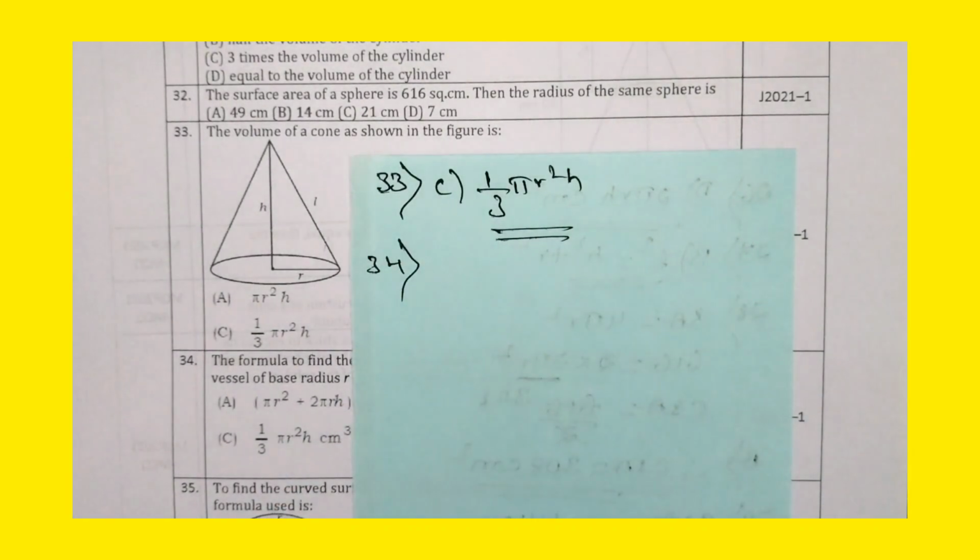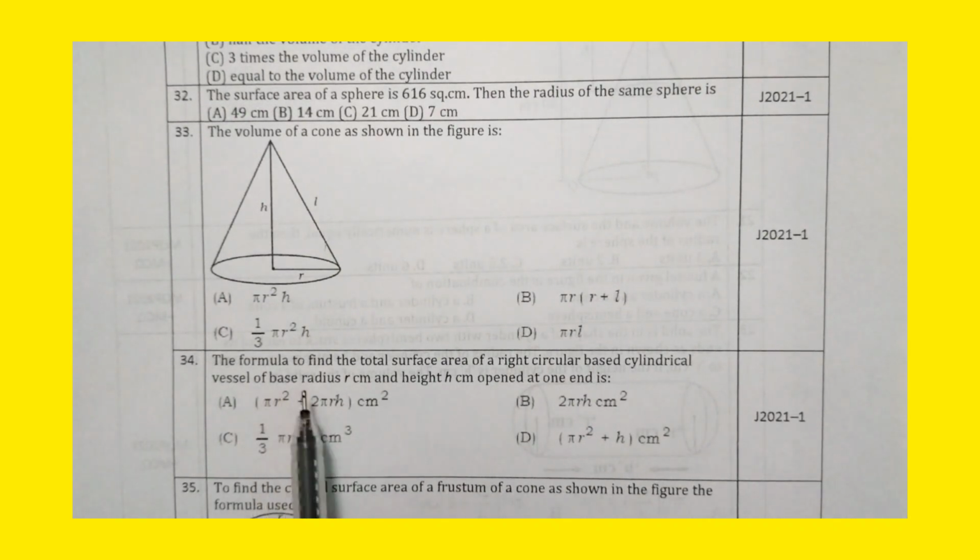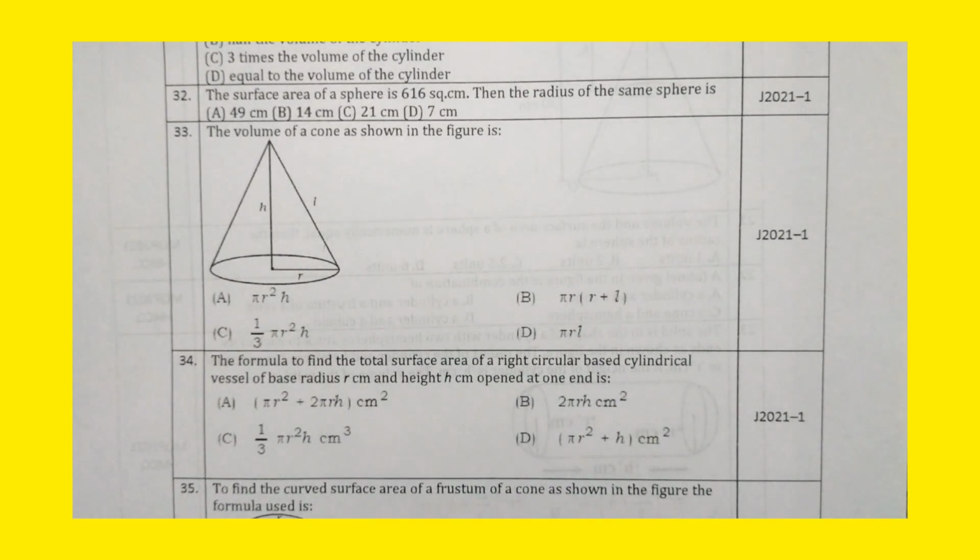Now let us move to the 34th question. The 34th question is: the formula to find out the total surface area of a right circular based cylindrical vessel of base radius r centimeter and height h centimeter opened at one end. Opened at one end, so one end is open. So let us see what its total surface area is. Let us answer this question.